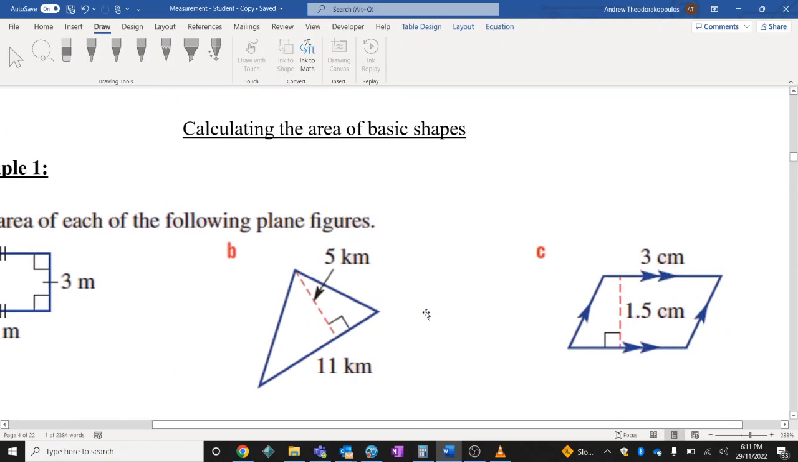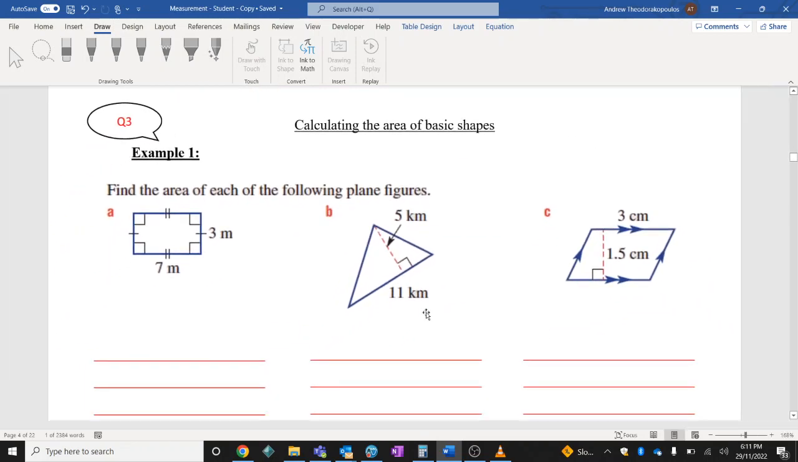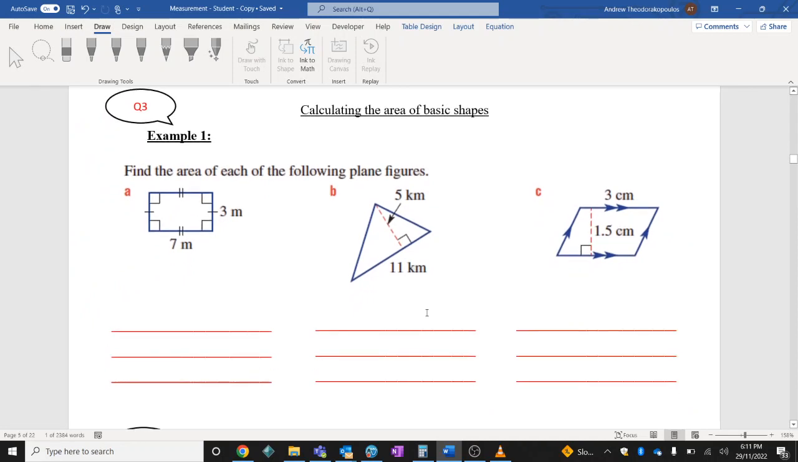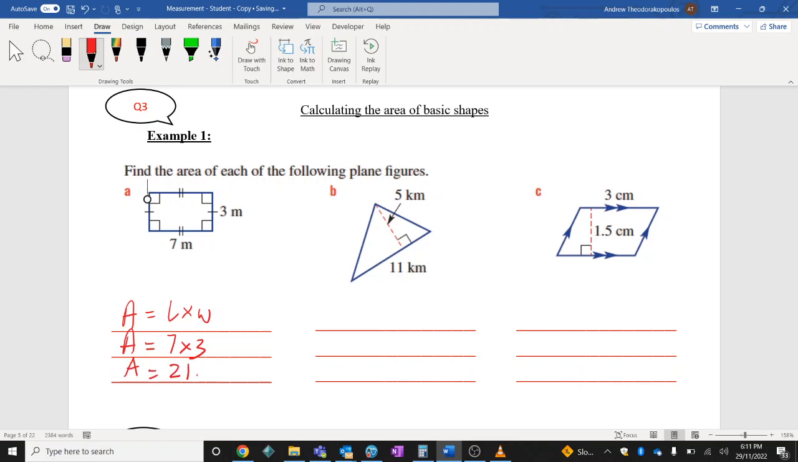Let's just go straight into some examples, work out the area of basic shapes. So every single time you do a question, I want you to do it in 3 steps. Tell me the formula. Formula for a rectangle is length times width. The second step is to fill in the numbers, 7 times 3. And the third step is to actually work it out, but make sure you put it with meters squared or centimeters squared or kilometers squared, whatever it is that your question's asking you.